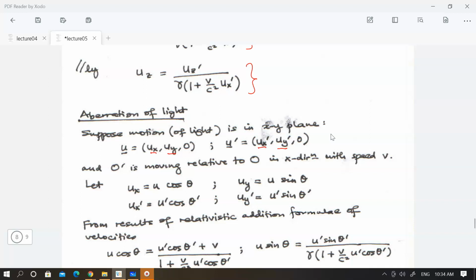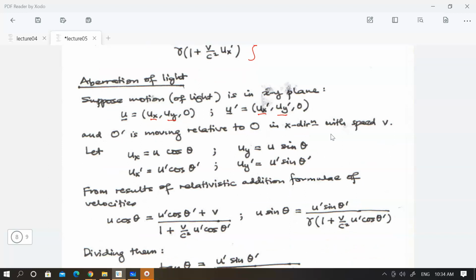Now one could rewrite these components in terms of their speed. So here are the components. The x component is just the speed times cos theta, and the y component is the speed times sine theta. Similarly for the O dash frame, you have the speed u dash times cos theta dash, and the speed u dash times sine theta dash. So what's going to happen is that I now have components related to the speed, right? And also the other thing that one has is the angle. The angles are also going to be different.